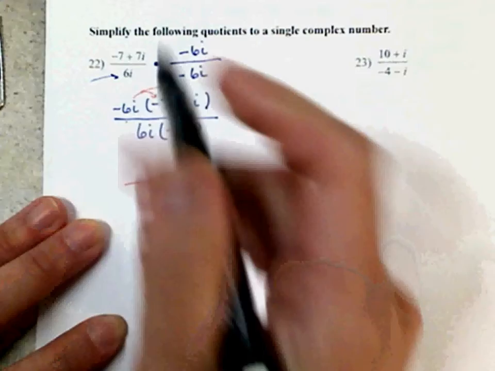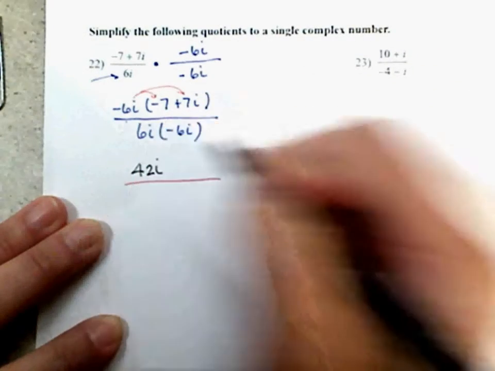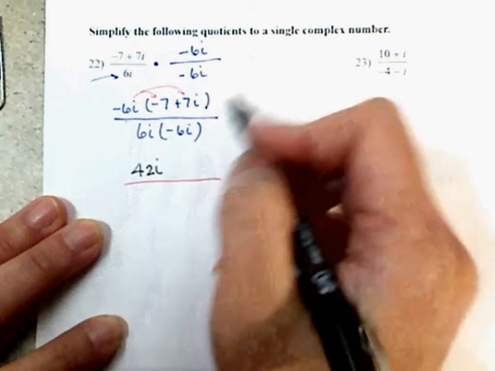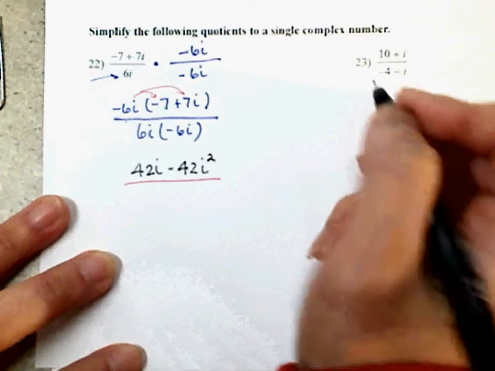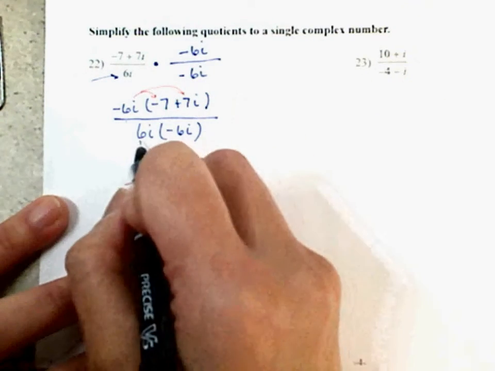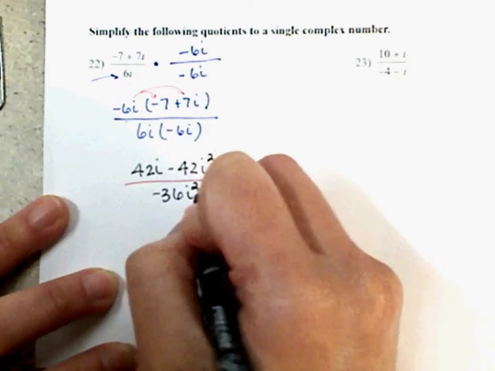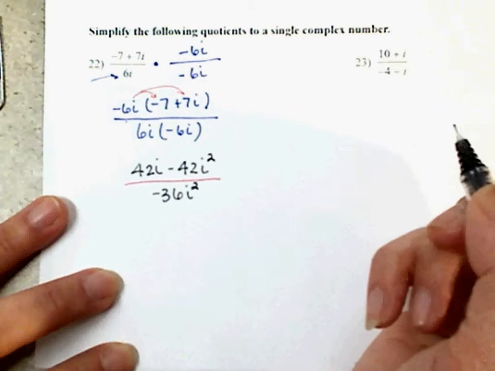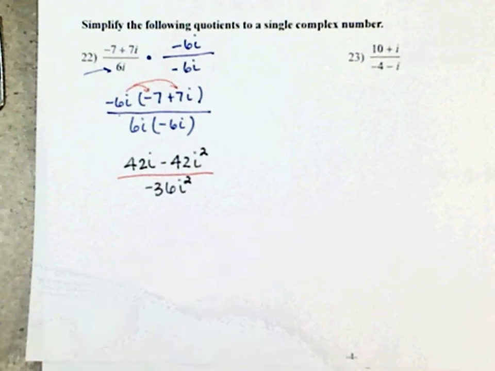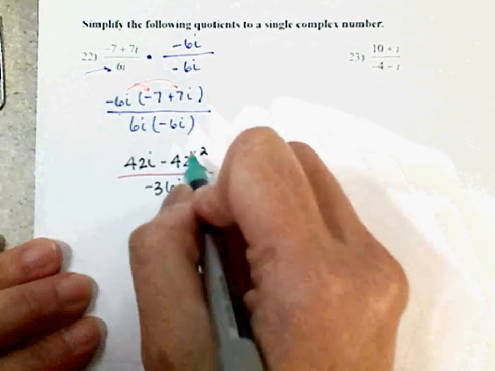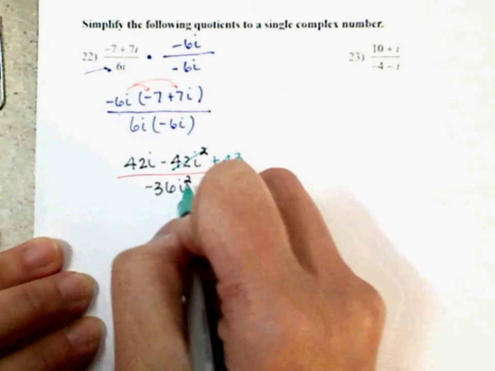Negative 6i times negative 7 is positive 42i. Negative 6i times 7i is negative 42i squared. 6 times 6 is negative 36. i times i is i squared. Okay. Simplify your i squared. When you simplify your i squared, negative times negative makes this one a positive. Negative times that negative makes this one a positive.